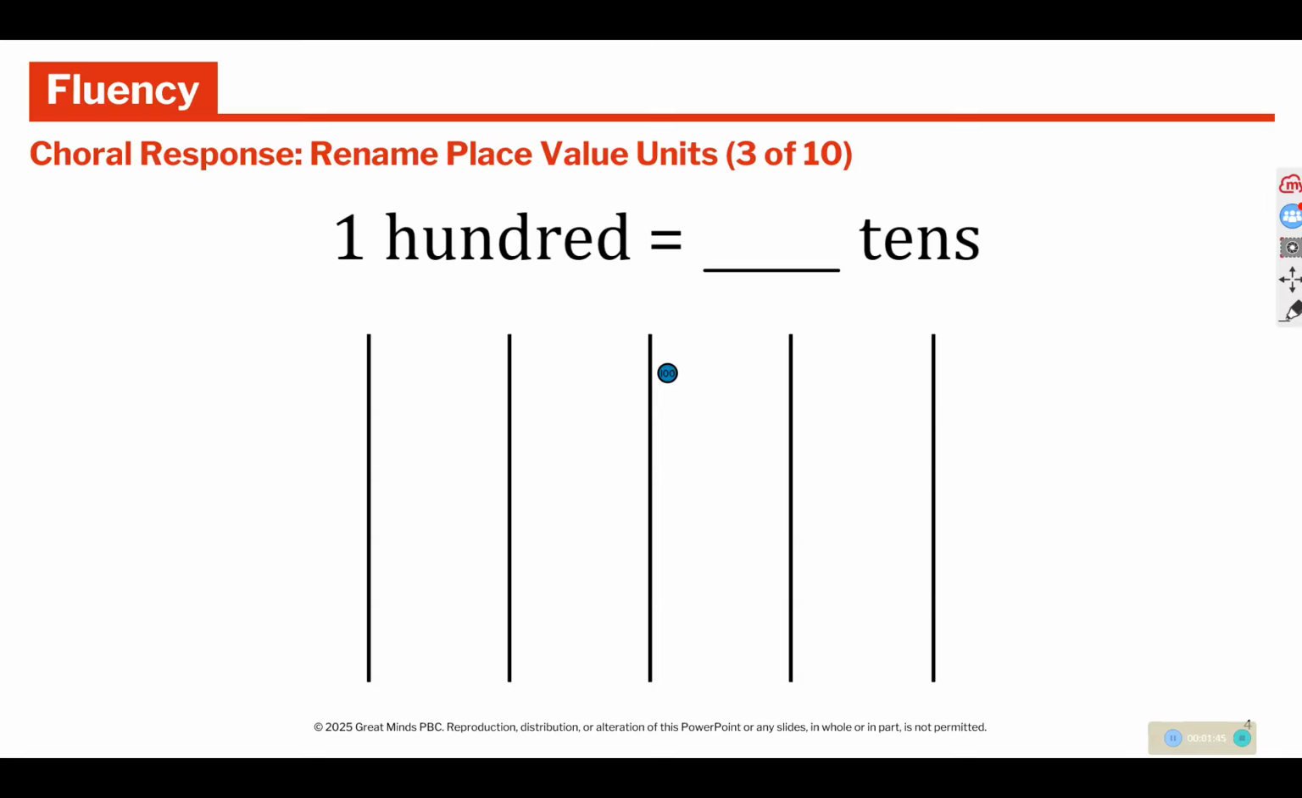What would be provided in the blank here? 1 hundred is equal to blank tens. On the count of 3. 1, 2, 3. 10 tens. You can see it's unbundled to create 10 tens.